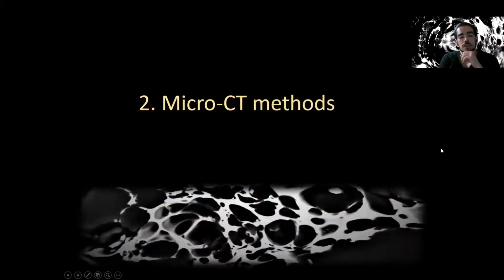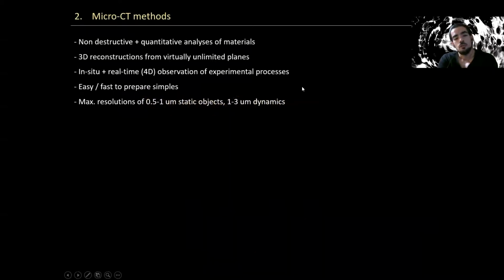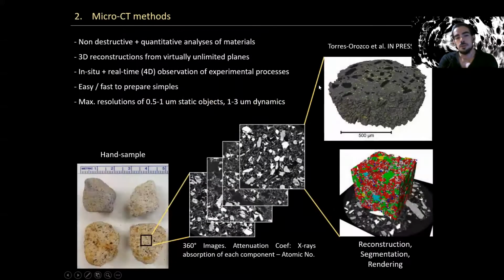So how do we study these processes inside the conduit using microCT methods? Well, first, what are the advantages of microCT methods? Number one, they are non-destructive. So we can basically just set up the sample inside the instrument, scan the sample, get some nice 3D renderings, and all of that without destroying the sample. We can still use the same sample for other types of analysis.